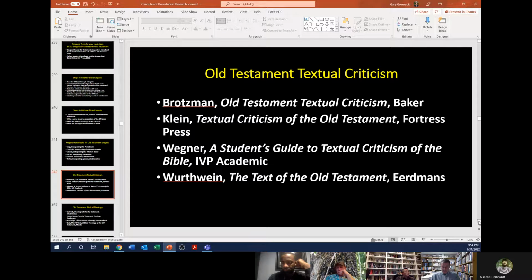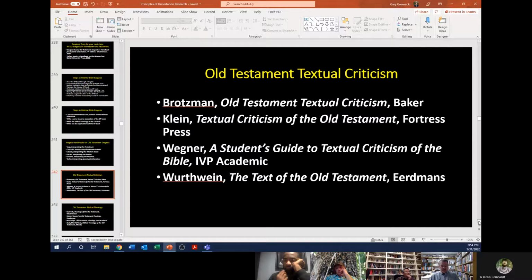Chris Johnson's working on Ruth. I should tell him about that chapter if he's not aware of it. He's looking at the Masoretic accents in the book of Ruth. So that's interesting. Here's another book, Textual Criticism of the Old Testament by Klein.